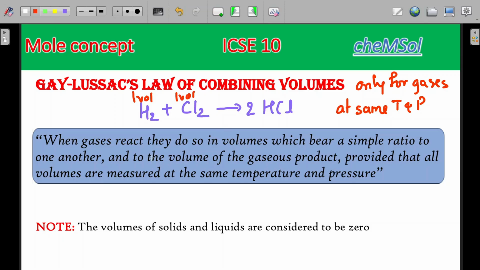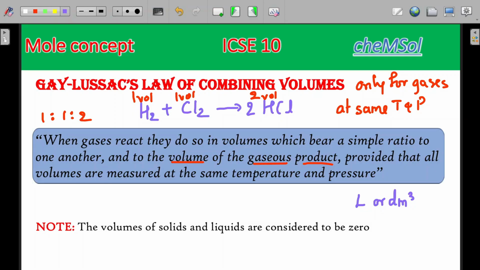And then the volume of the gaseous product. HCl is a gas, therefore you can use that as well, 2 volumes. So what is the ratio between these three? 1 is to 1 is to 2. It means if I take 1 liter of hydrogen, it requires 1 liter of chlorine to react with, and when they react together, they will form 2 liters of HCl. Volume we are measuring, so volume can be measured in liter or dm cube. Unit for volume is liter or dm cube, both are the same. 1 liter is equal to 1 dm cube.